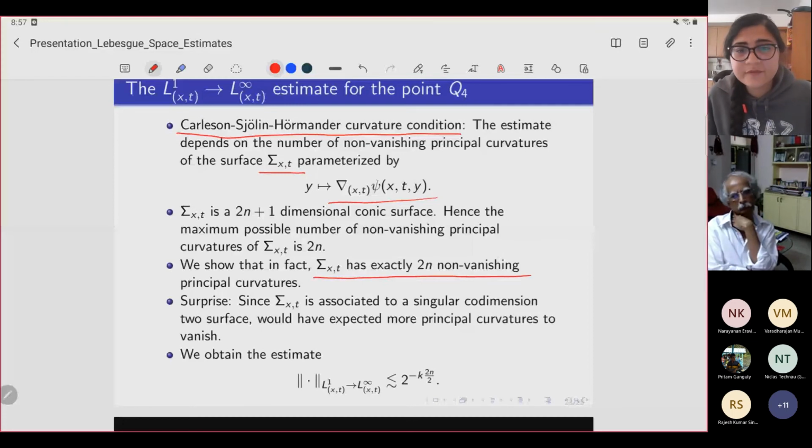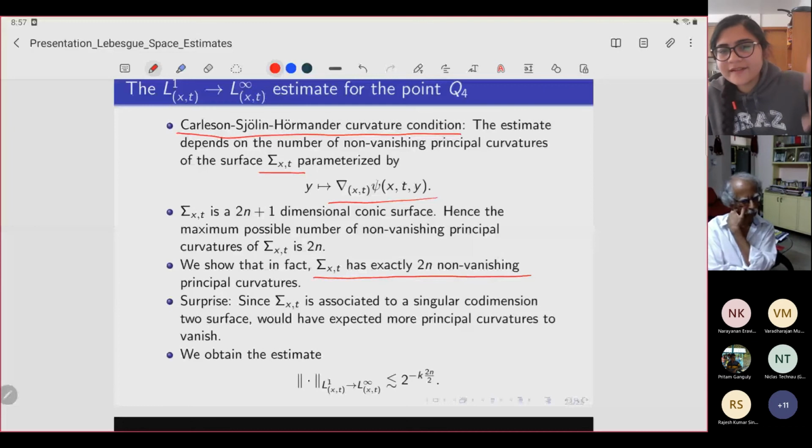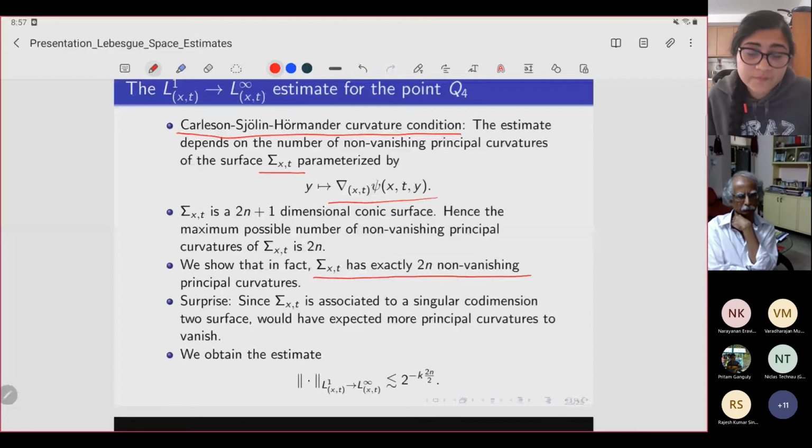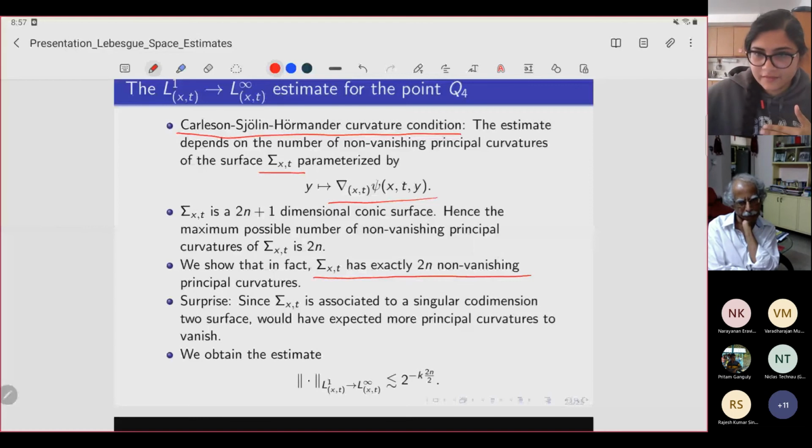So this was again something which was surprising to us, because sigma x,t is related to this phase function psi, which was related to a singular surface, a codimension 2 surface. So it was a surprise that even then the curvatures do not vanish, and you get the maximum number of curvatures that you can get.